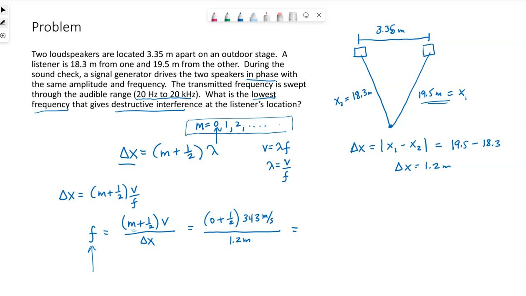So if I put this in, I get 142.9. We have essentially 3 sig figs here. The 20 to 20,000 is just a range. It's not giving us a specific number to work with, just a range to work within. So our sig figs are going to be based off of these earlier numbers. So we have 3 sig figs. So the lowest frequency that would result in destructive interference for this specific listener is 143 hertz.